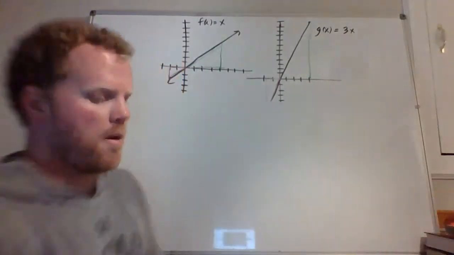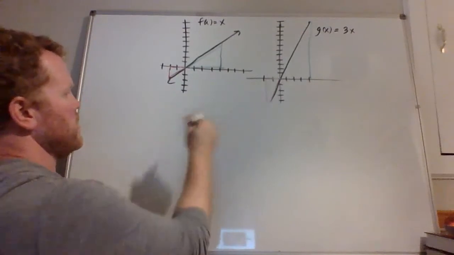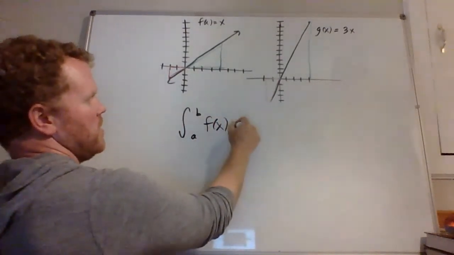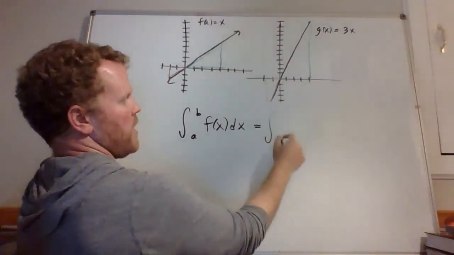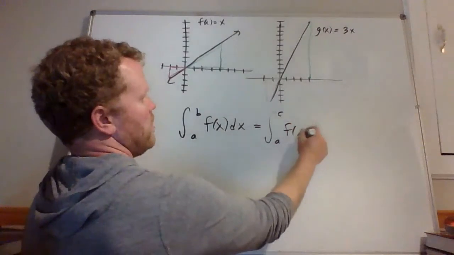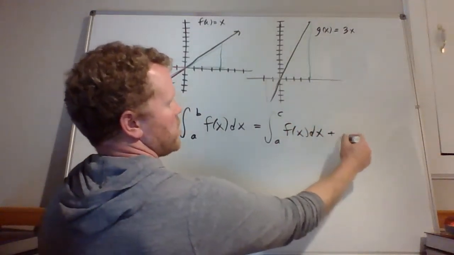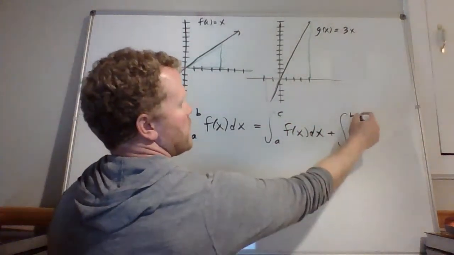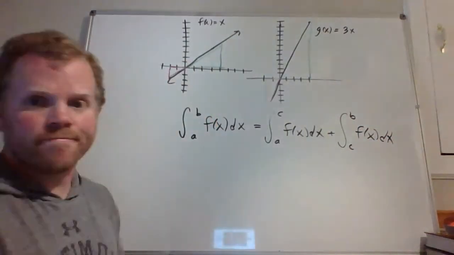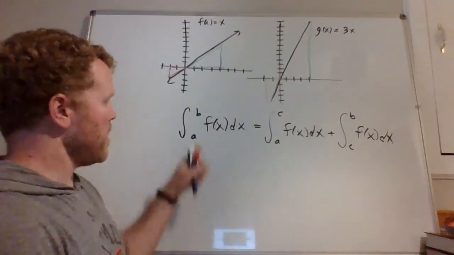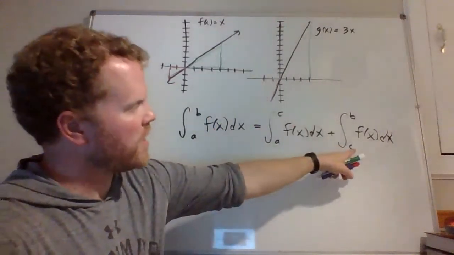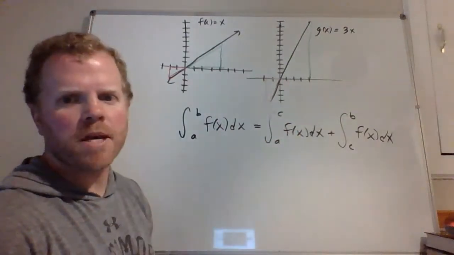So, big takeaway number 1 is if you want to integrate from a to b some function f of x, you can start at a, stop anywhere you want, c, and then just start over again at c, and then stop at b, and that'll do it. So integrating from a to b means you can integrate from a to c, start over for the second integral at c, and then make it all the way to b.